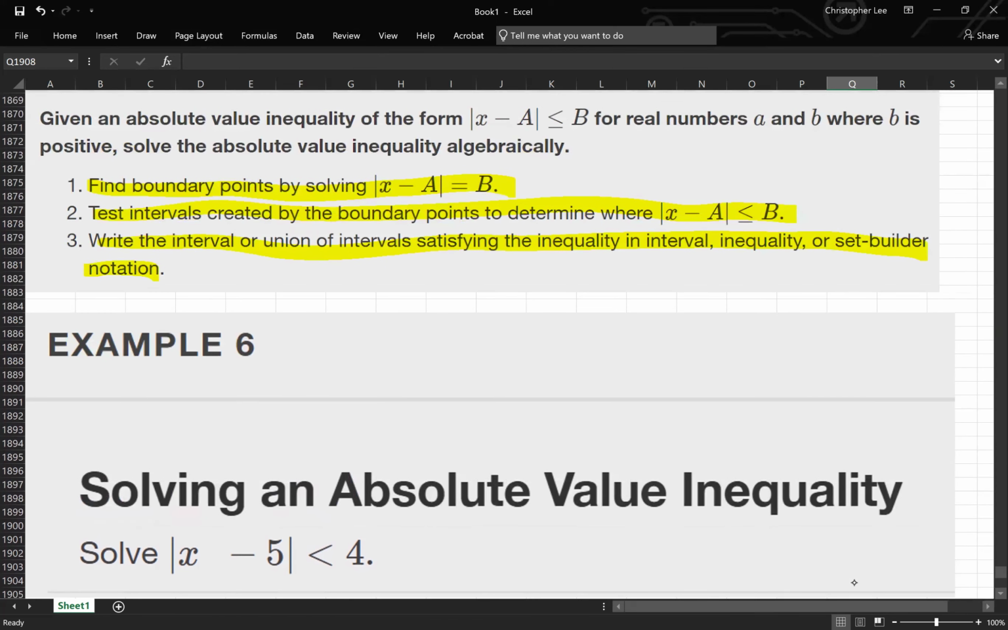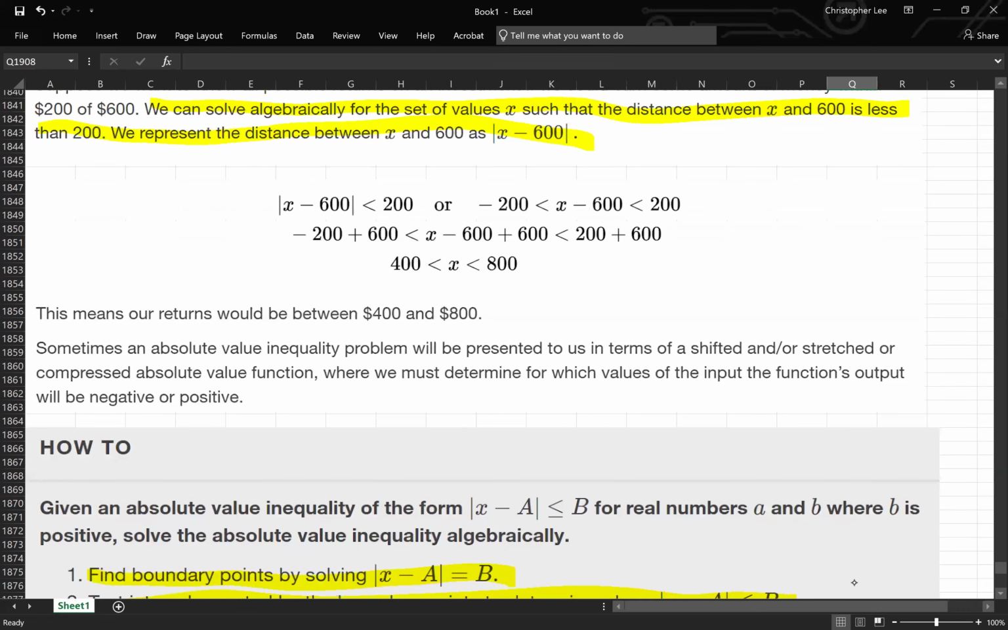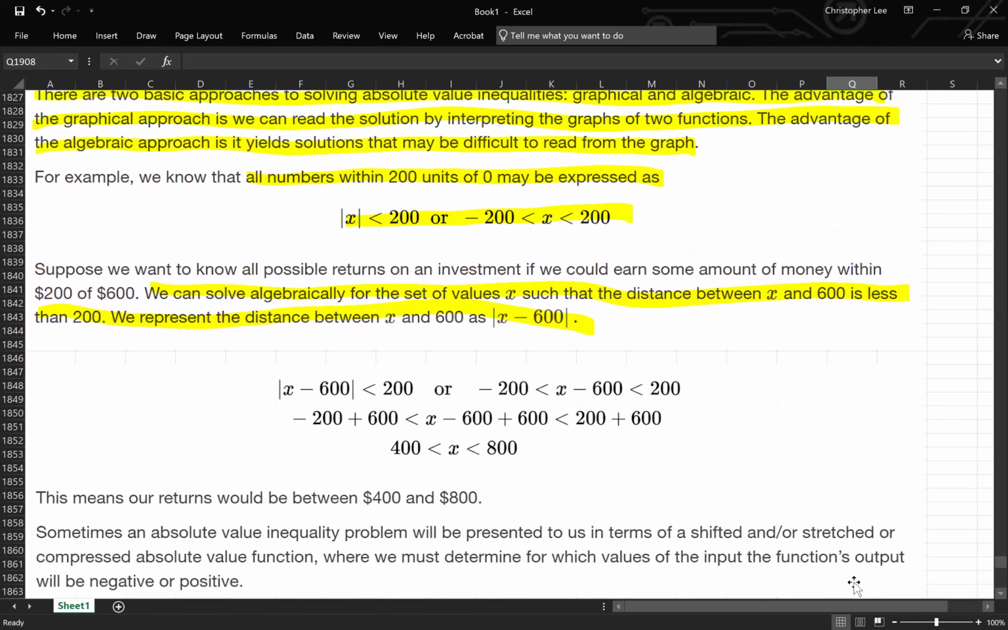I just want to say something on the question. Do you see how they decided there was a switch? The sign did get switched. You had the x minus 600, right? But then that's going to be within 200, so plus and minus 200. Yeah, okay, I get it.